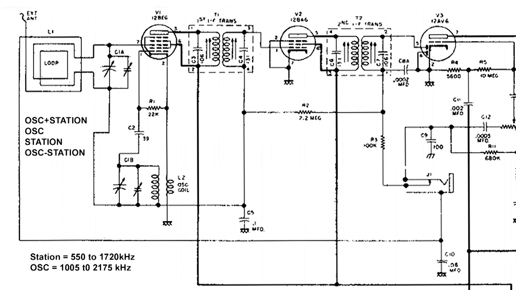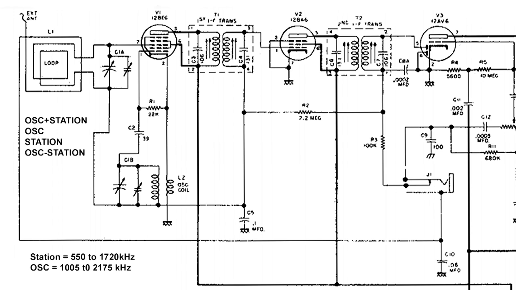Oscillator plus the station, the oscillator frequency, the station frequency, and the oscillator minus the station frequency. And that's the one we're going to use because that produces the 455 kilohertz. That's our intermediate frequency. That's what the IF cans are tuned to.